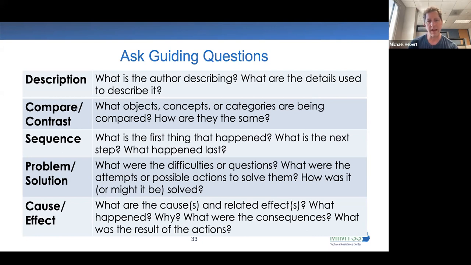Sequence: what's the first thing that happened? What happens next? What happened then? What happened last? Helping kids put an order to those things. Or problem solution: what were the difficulties or questions that people were trying to solve? And then what were the attempts or possible actions to solve them? And how was it, or how might it be solved? And then cause effect: what are the causes and related effects? So you can ask very general questions like this that will help bring kids' attention to that text structure.